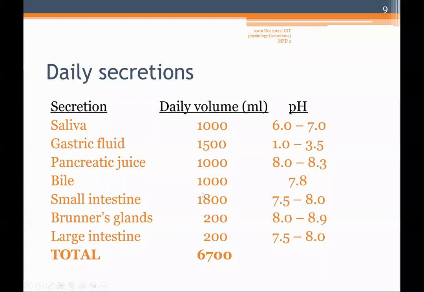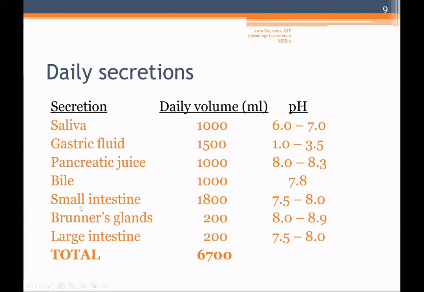So pancreatic juice, about 1 liter, okay? The pancreas is almost the same size as a parotid gland. So they're very similar in architecture and even the way they function. The only thing is that pancreatic juice is much more alkaline than saliva. Bile is also alkaline, about 7.8, also about 1 liter in a day, depending on what you've eaten.